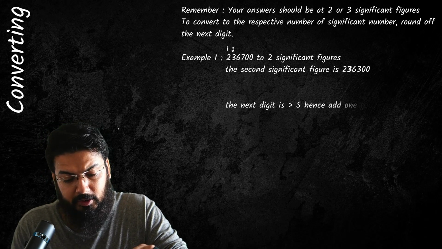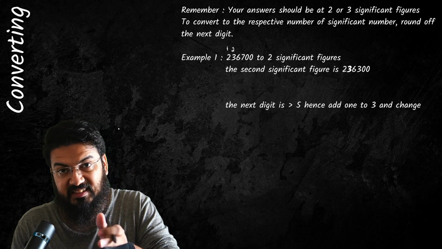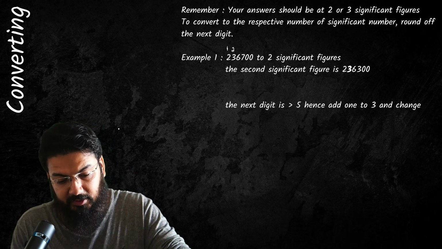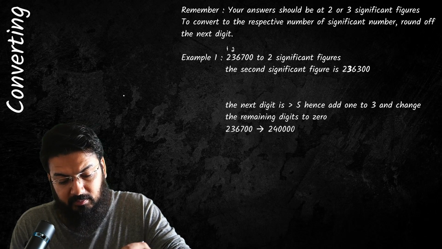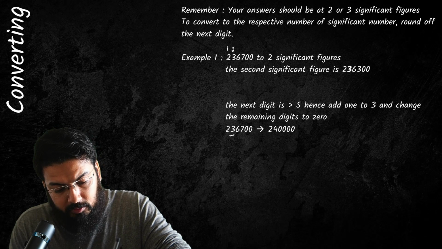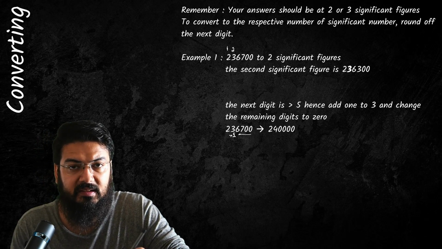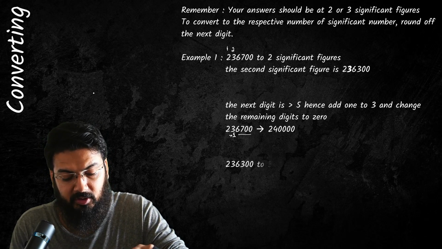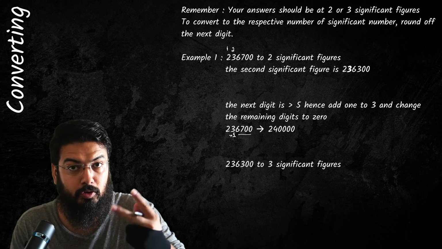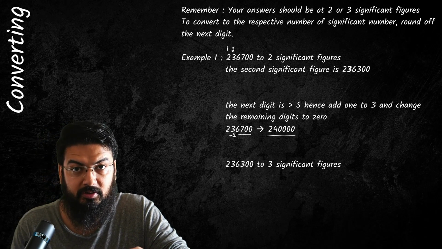Now what am I going to do? I'm going to check whether the digit after 3, is it greater than 5 or less than 5? So I know that 6 is going to be greater than 5. So I'm going to add 1 to the 3. I'm going to make everything after that 0. So 2, 4, and then everything else becomes 0. So your final answer to two significant figures is 2, 4, and then 4 zeros after that.